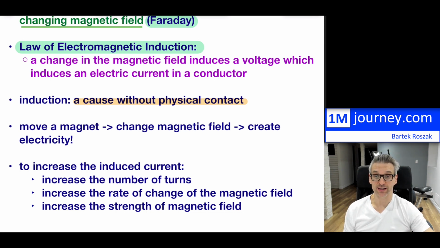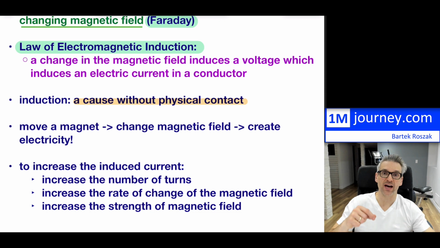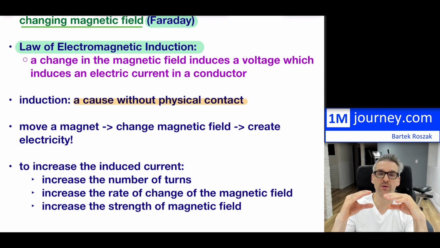It will create a changing magnetic field, and therefore it will create electricity for us. So that concept of moving a magnet, that particular magnet which is changing, doesn't have to be literally moving; it's the magnetic field that has to move. But if you have a permanent magnet and you start moving it, then you are actually changing the magnetic field, because remember that the closer you are to the permanent magnet, the stronger the magnetic field is.